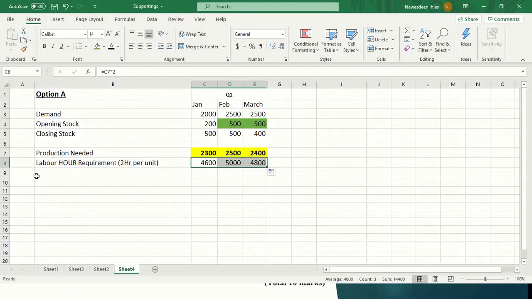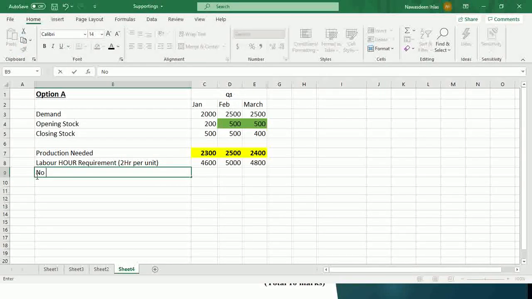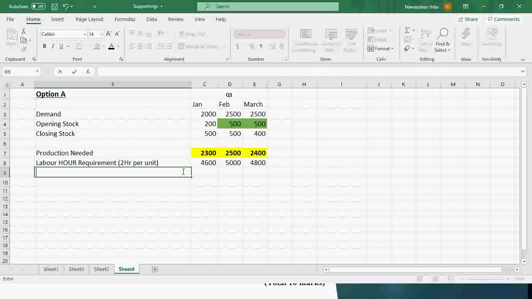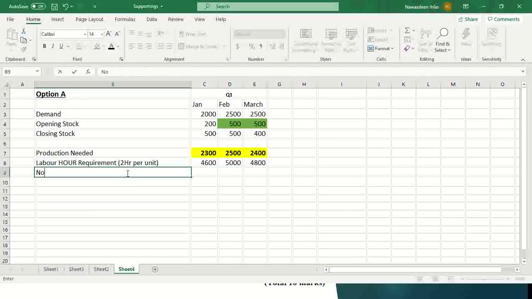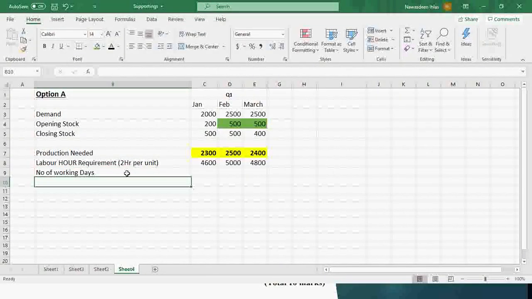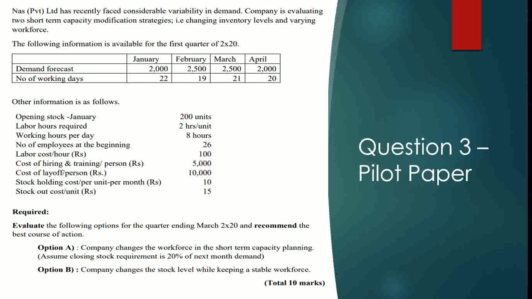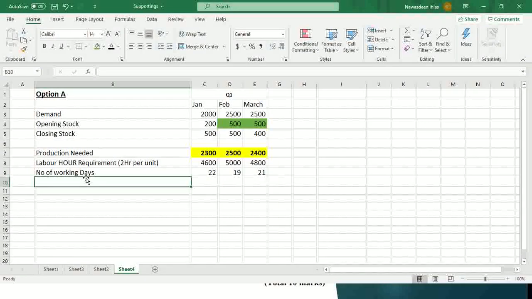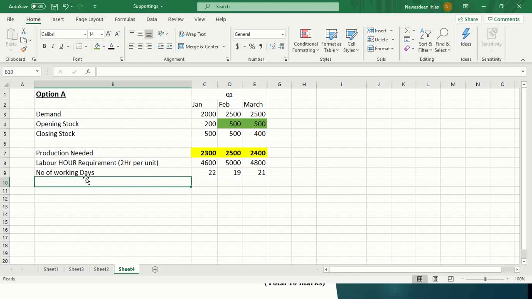Then the number of working days. They have given 22, 19, 21.